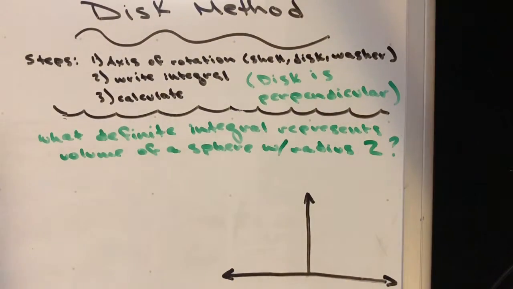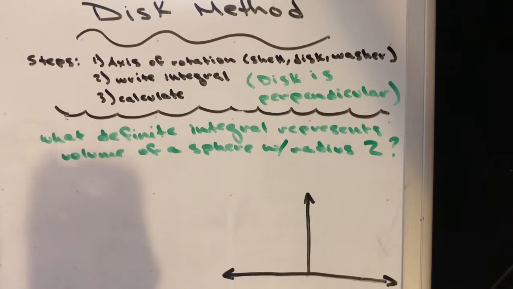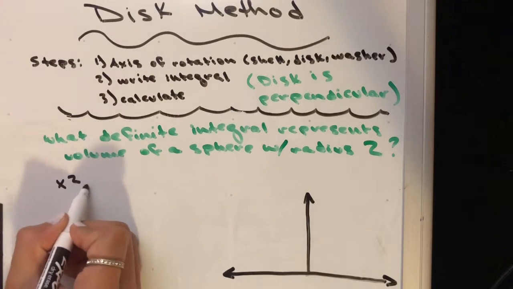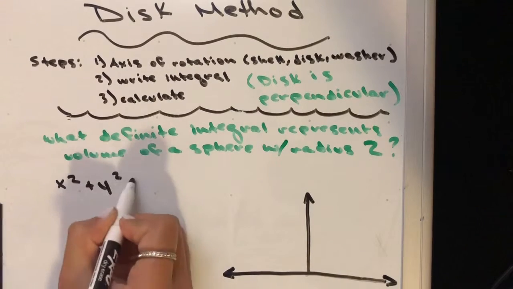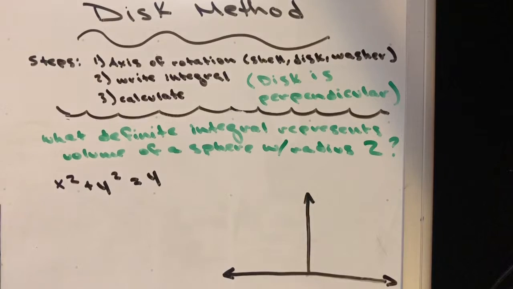Okay, so I decided to add this one in because it's a very common type of problem that could be on the opportunity tomorrow or on the AP exam. So this question says, what definite integral represents the volume of a sphere with a radius of 2? So the first thing that we're going to do is write the equation of a circle that would have a radius of 2, which would simply be x squared plus y squared equals 4, right?